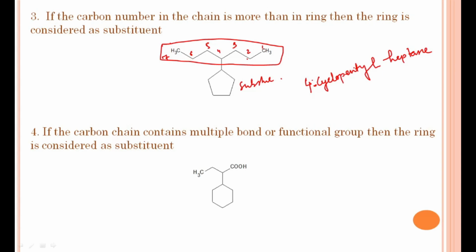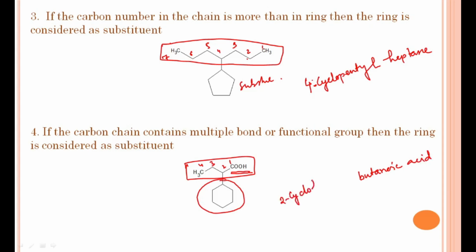Let's come to the next example. When the functional group is attached to the side chain, then we need not see the carbon number. By default this will be considered as the main chain and this will be considered as a substituent. So 1, 2, 3, 4. What will be the name for this? Butanoic acid. What is attached with that? Cyclohexane. So it will be 2-cyclohexylbutanoic acid.